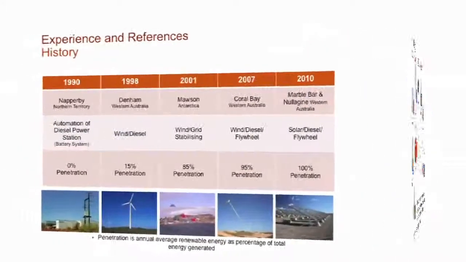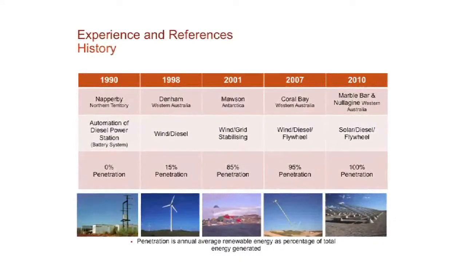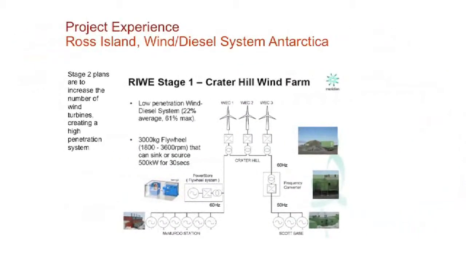Okay, the history very quickly of what we did over the years that ABB's bought into. Way back in 1990 was when we were working on diesel stations. My team, my company comes from the diesel power station area. We come from running real power stations, and we've gone into the renewable space. So the generation goes through 1998 right through to 2010, up to 100% penetration.